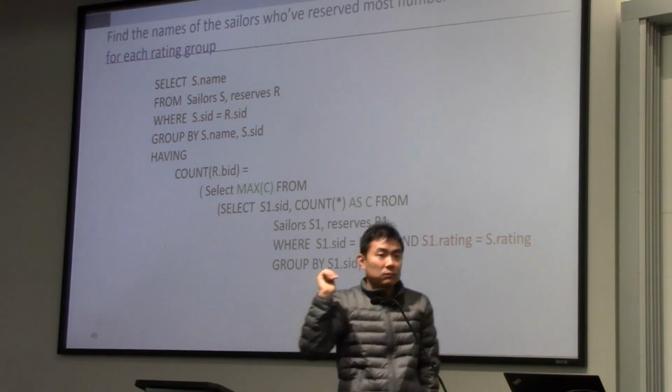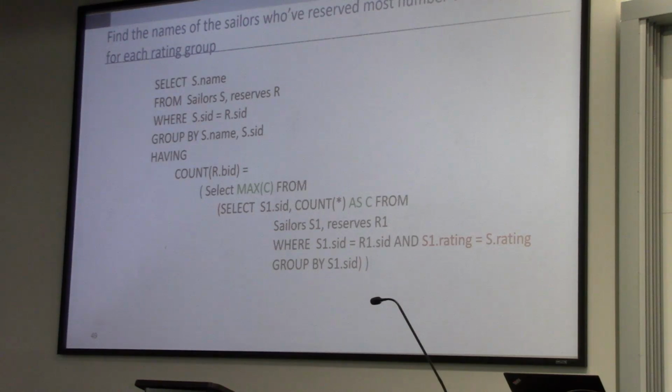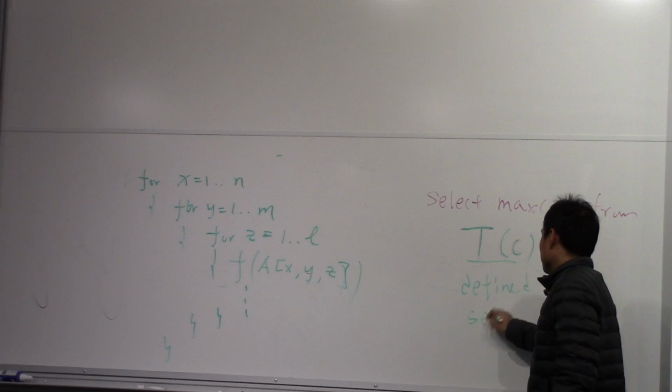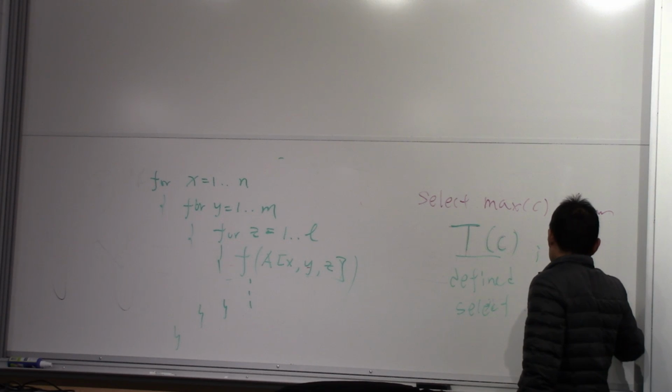So essentially you can think of this as I'm doing select max C from a relation T. Now T had a column called C. From this T, T had a column C. And this T is then defined using another select from where block. Right, that's essentially what's going on.